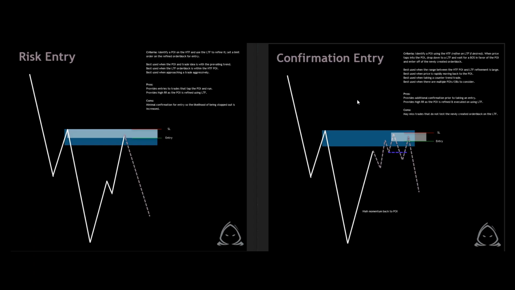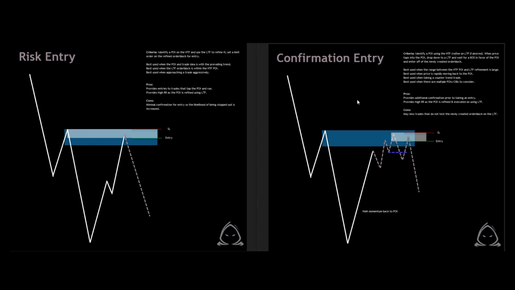The pros of using a confirmation entry is that it provides additional confirmation prior to taking an entry. You are seeing a change of structure or a change of trend in favor of that trade prior to actually taking the trade. And it also provides high risk to reward as the point of interest is refined and executed using a lower time frame, which can allow you to have a higher risk to reward.